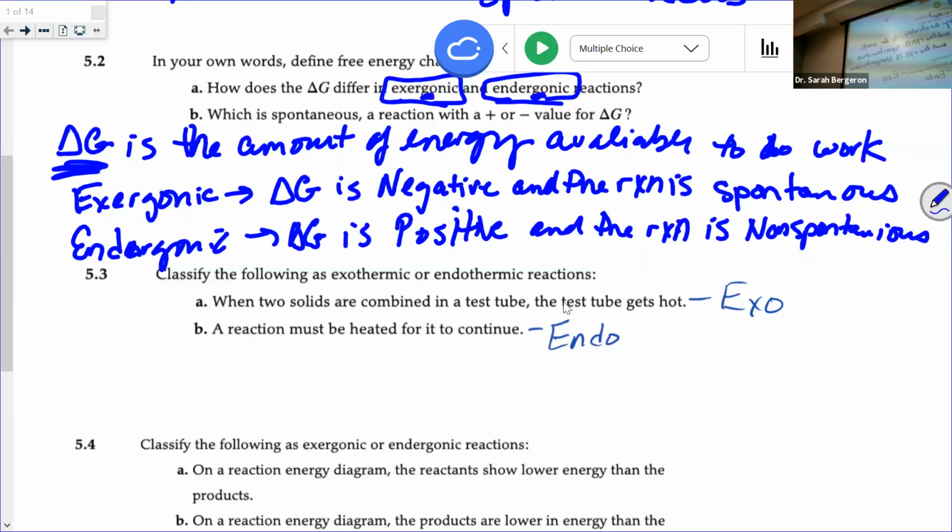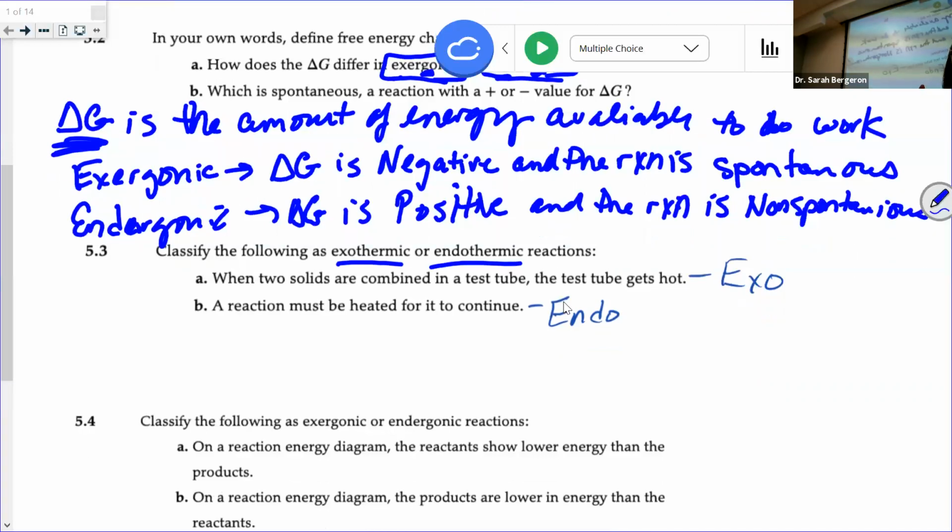And your book does this kind of jumping back and forth. Look at 3. I know I did it in the video. But now do you see how they're asking you about exothermic and endothermic? It's going to be really important to pay attention to the second half of that word to know if they're talking about heat or if they're talking about free energy. Don't make that mistake. Be very, very careful.